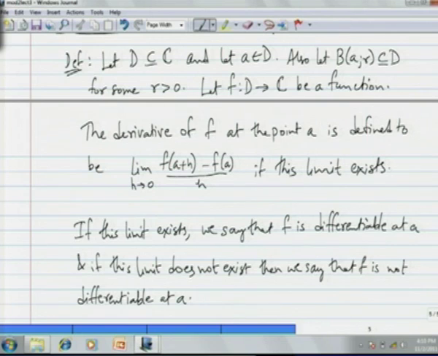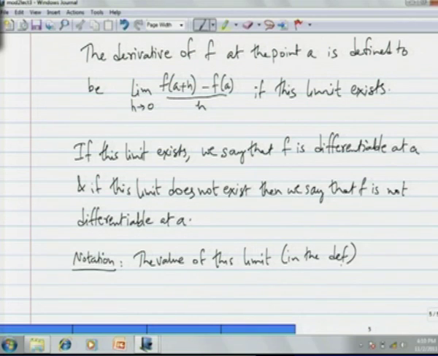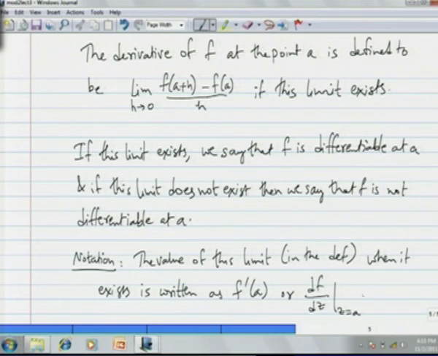And we use the following notation for derivative inspired by functions of one real variable. The value of this limit in the definition, when it exists, is written as f prime of a or as df by dz at z equals a. We will more often use the notation f prime of a rather than df by dz at z equals a.